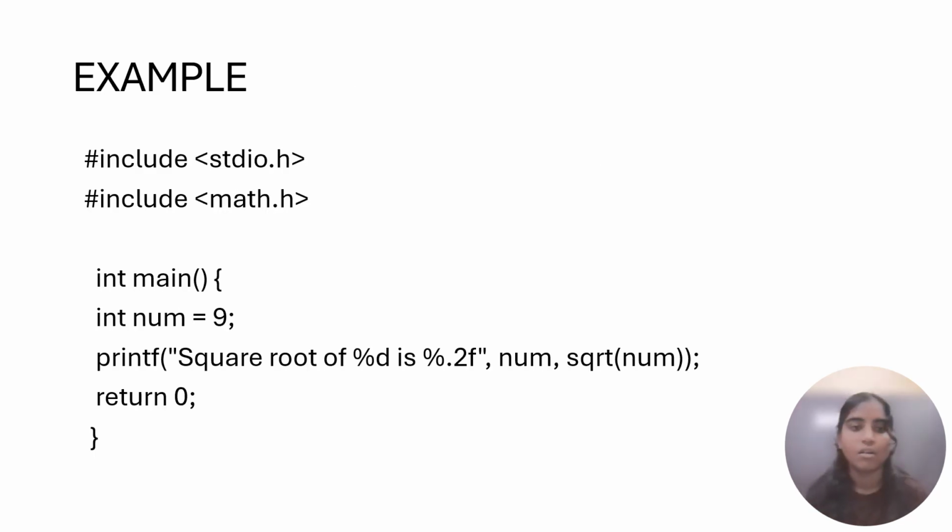So this is an example in which library functions are used. Here math.h, this header file includes math calculations, and int main open brace, int number equal to 9. Square root of %d is %f. So this %d indicates the number and %f indicates the square root of the number. So the output of this program is 3, as the square root of 9 is 3.